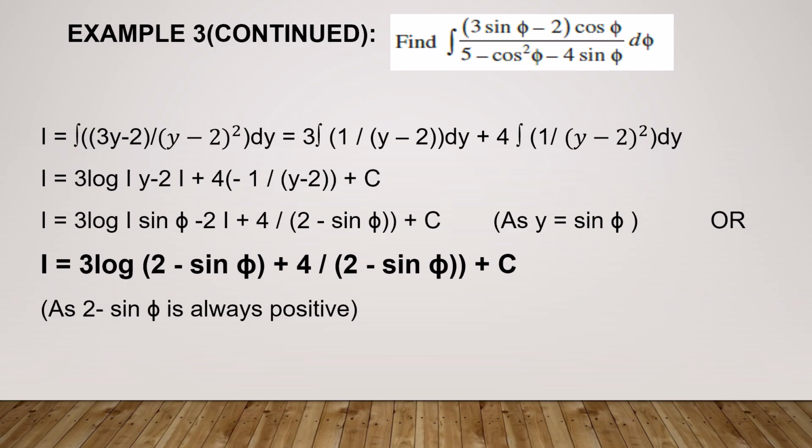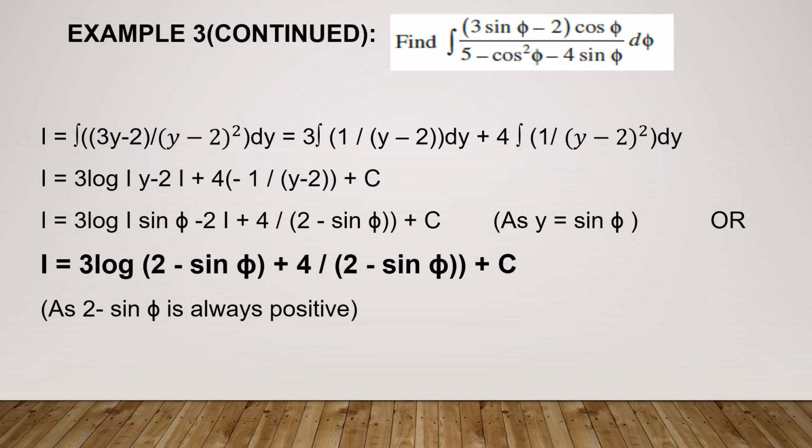So your final answer will become, now see over here, since the function is the trigonometric function sine, you know that the range of sine is minus 1 to 1. So 2 minus sine phi will always be positive. So in the first part of the answer, there is no need to write mod because it will always be positive.